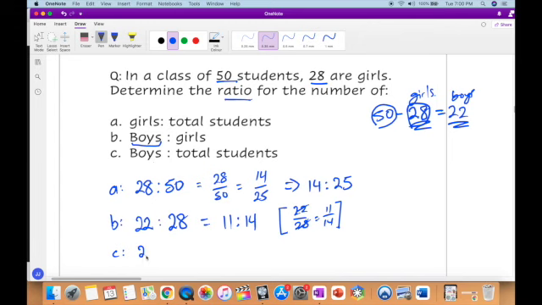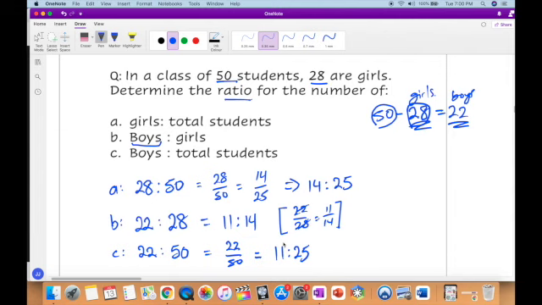Well, I know I have 22 boys to a total of 50 students. So that is 22 over 50, which reduces to 11 to 25, the simplest ratio. So you always want to reduce to your simplest ratio, right?